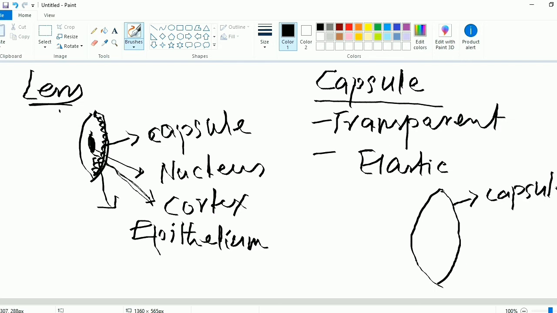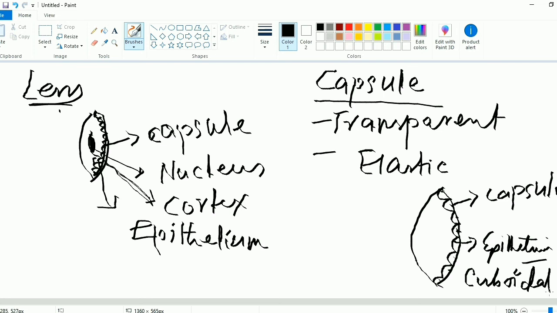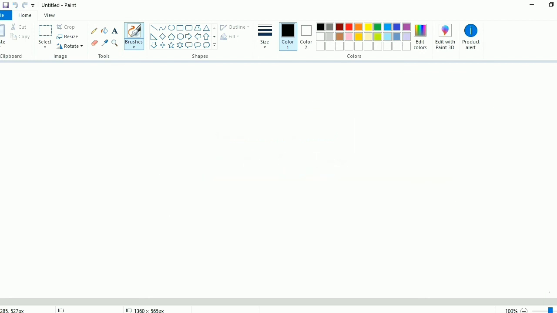The outermost structure of the lens is the capsule, and behind the anterior pole there is the cuboidal epithelium. So the structures of the lens are capsule, nucleus, cortex and epithelium. The capsule is transparent and elastic. The epithelium is cuboidal in nature.